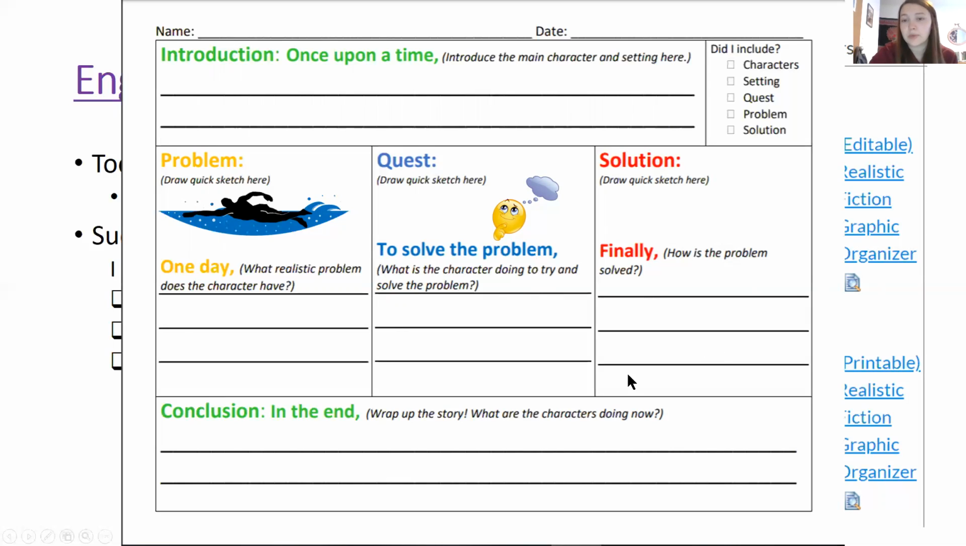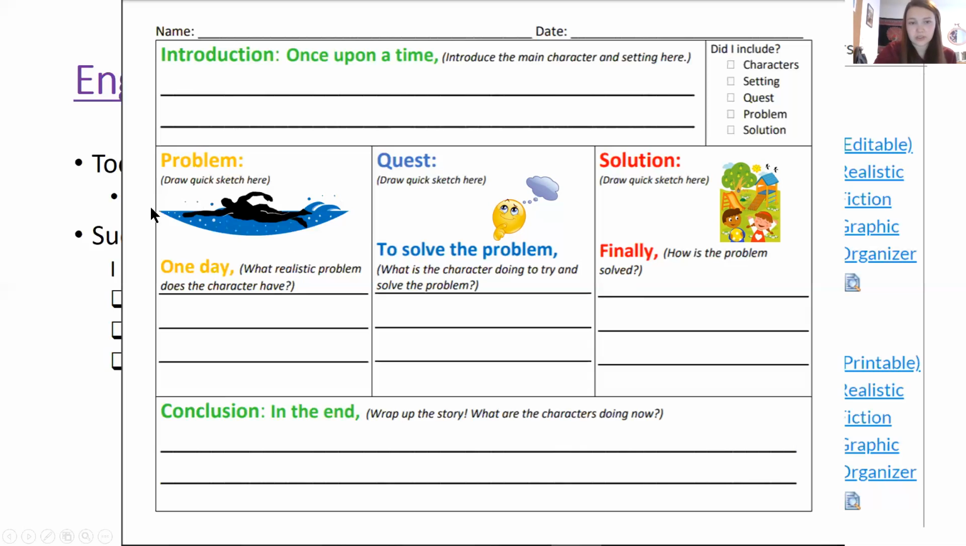The last thing that we need to sketch today is a solution, which is how is the problem solved, okay? So we know that the quest was Shirley trying to come up with some ideas to help her solve the problem. So the solution should be related to the quest, okay? So Shirley came up with some ideas to solve the problem, and one of those ideas was to go to the park, and Shirley's friends thought that that sounded like a pretty good idea. So at the end, they all ended up at the park together.